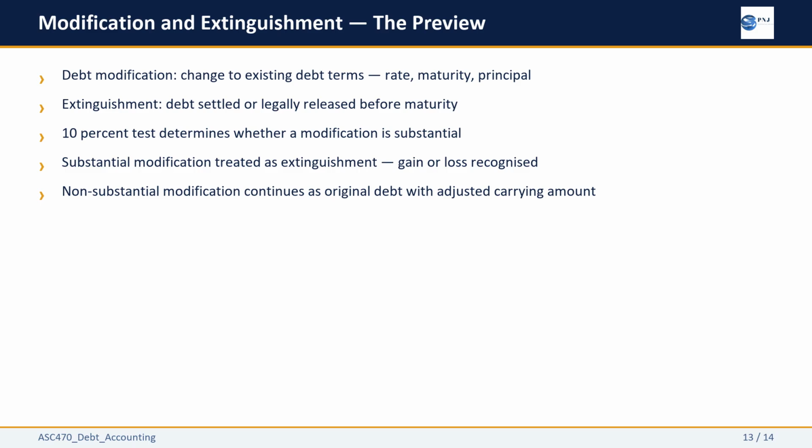All the old accounts are removed, and a gain or loss is recognized immediately. If the difference is 10% or less, the original debt continues, just with updated terms. Two very different accounting outcomes from what looks like the same business event.